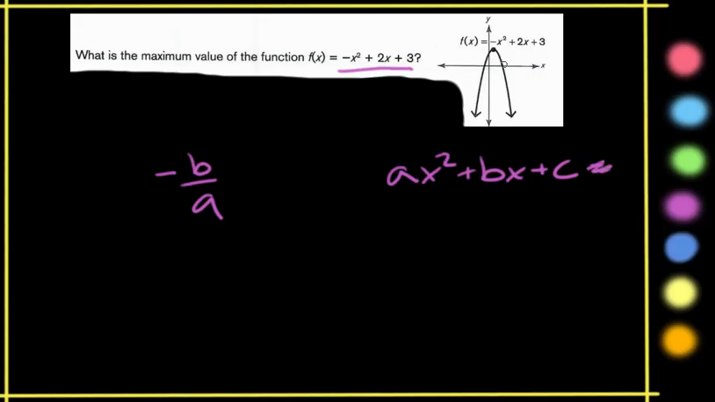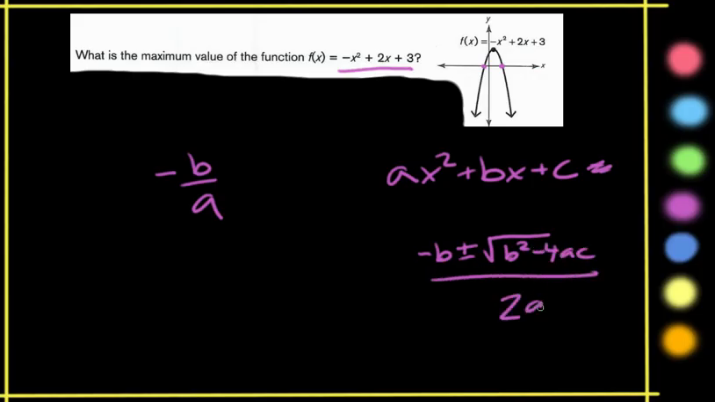And when you solve for the roots, which is the points at which it is equal to 0, you would set this equal to 0, and you would use a quadratic formula, which says minus b plus or minus the square root of b squared minus 4ac over 2a. Make this square root go all the way over. Okay, so this is a quadratic formula.